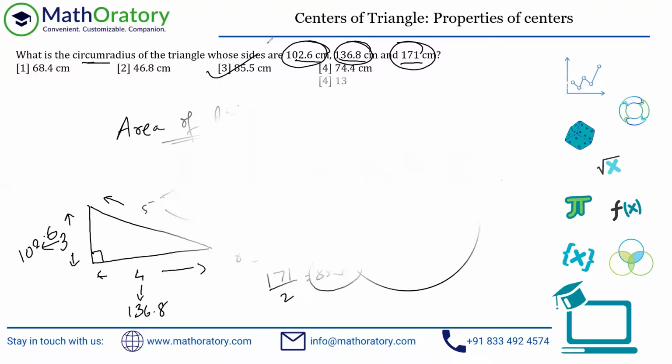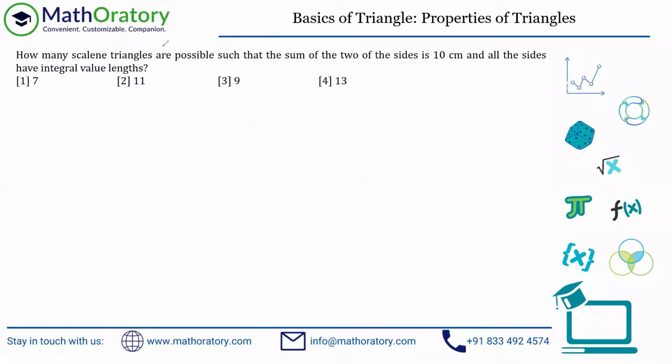All right, so we're looking for how many scalene triangles are possible such that the sum of two of the sides is 10 centimeters and all the sides have integral value lengths. Okay, so in these kinds of questions, typically what you have to use is that the sum of any two sides of a triangle is always greater than the third side.